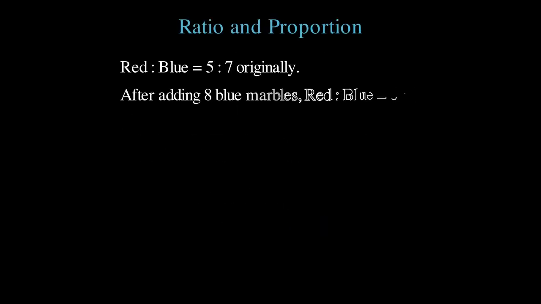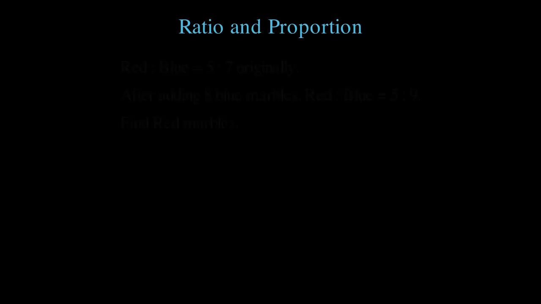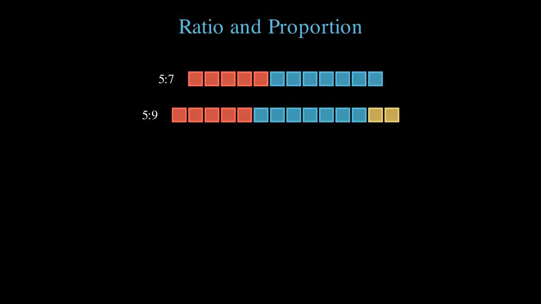In a bag of red and blue marbles, the ratio of red to blue is 5 is to 7. After 8 more blue marbles are added, the ratio becomes 5 is to 9. How many red marbles are in the bag? Since the red marbles didn't change, their number of parts stayed at 5 in both ratios, so the change happened only in the blue parts, and that change in parts must match the real 8 marbles added.